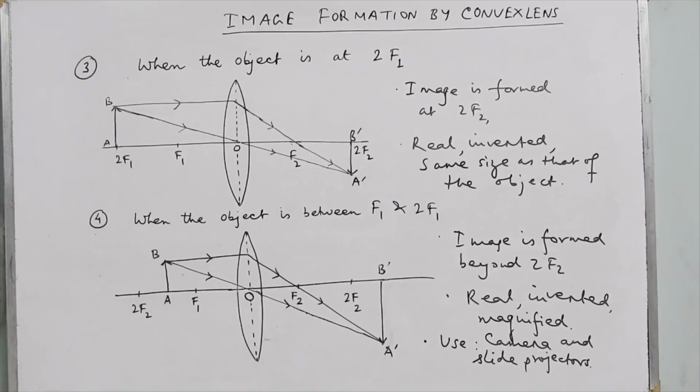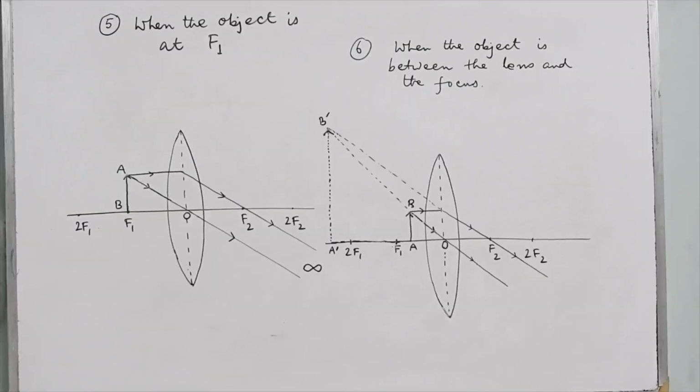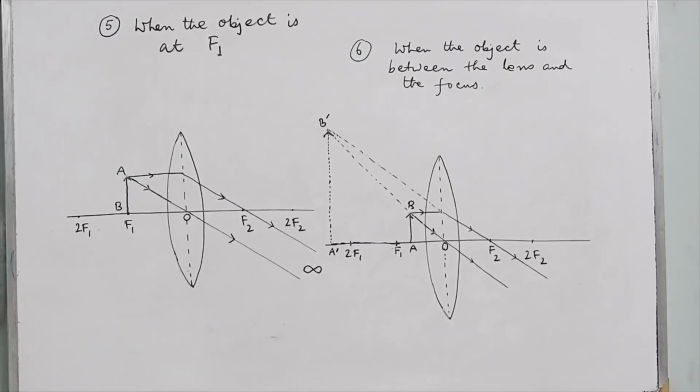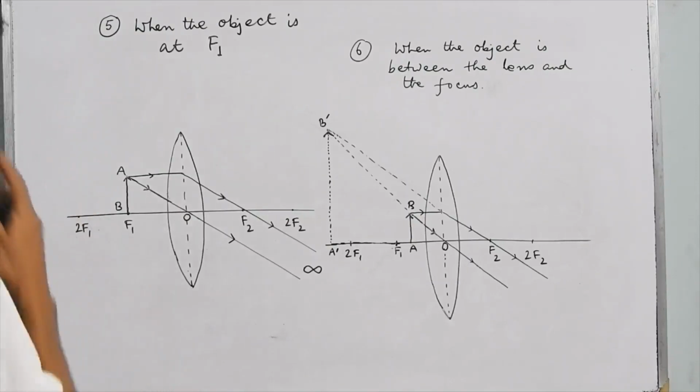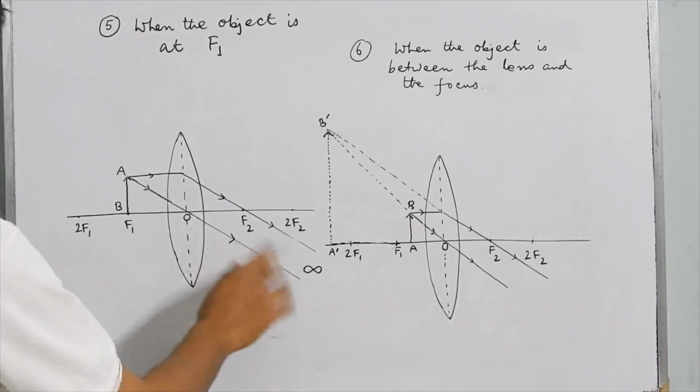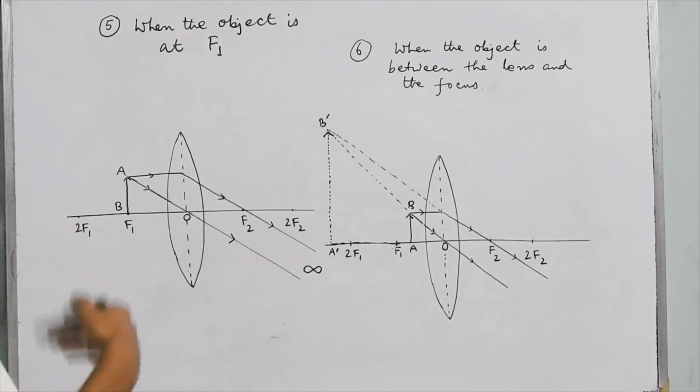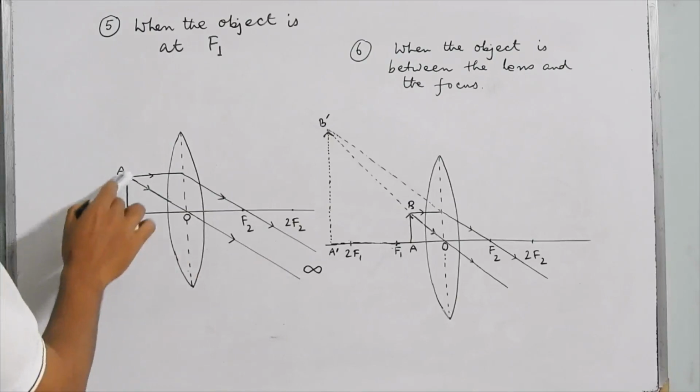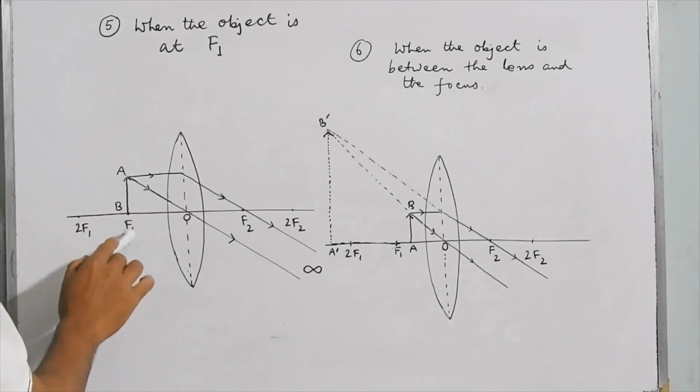We can take further examples. So now we consider two more applications associated with image formation by a convex lens. The fifth case is when the object is at F1. If the object is at the focus, then the image will be formed at infinity. It will be formed very far away from the lens, and that is what we call infinity. So an object AB is placed at F1.